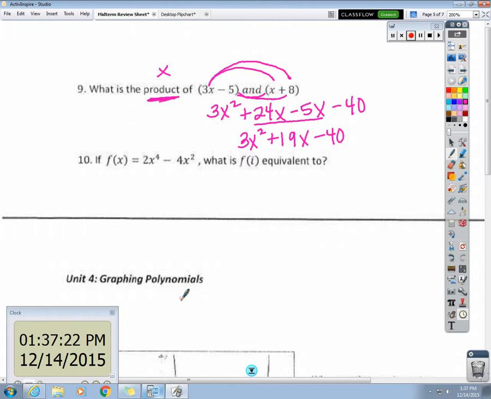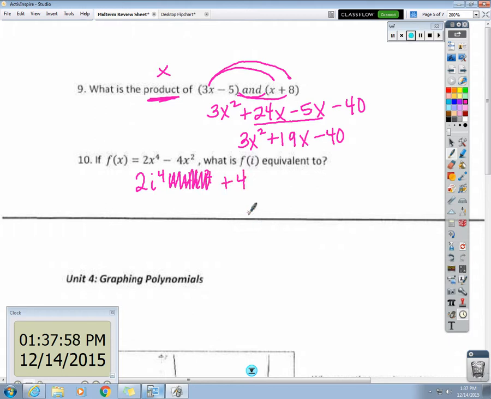All right, number 10. If f of x equals 2x to the 4th minus 4x squared, what is f of i equivalent to? Okay, so see over here how they say f of x, but all of a sudden it's f of i? Doesn't that mean they've replaced the x with an i? So shouldn't we go through the equation and replace all those x's with i's? Okay, anything you see right away you can do? Right. This i squared, which is a negative 1, makes that negative 4 a positive 4.